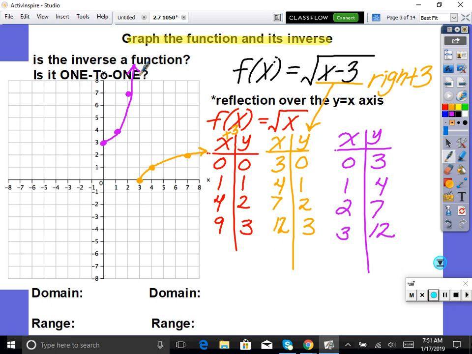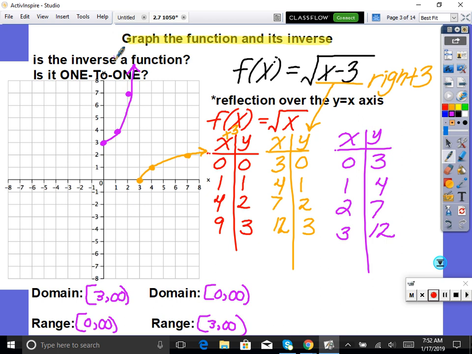So let's talk about this. What is the domain of the original function? 3 to infinity. So then don't we automatically know this one's range is 3 to infinity? The range on my square root, isn't it from 0 to infinity? If that's true, then the inverse's domain would be 0 to infinity. And if you check it, it does work. Look, the domain was 0 to infinity and the range was 3 to infinity.